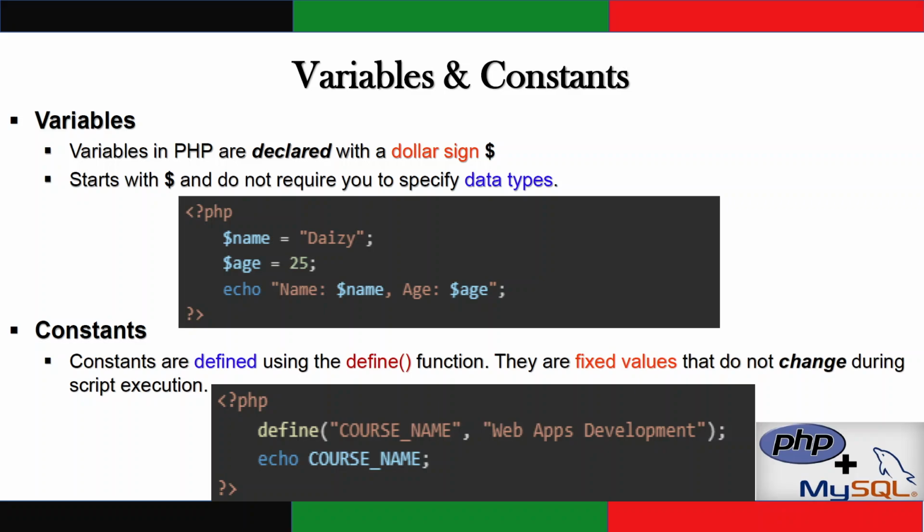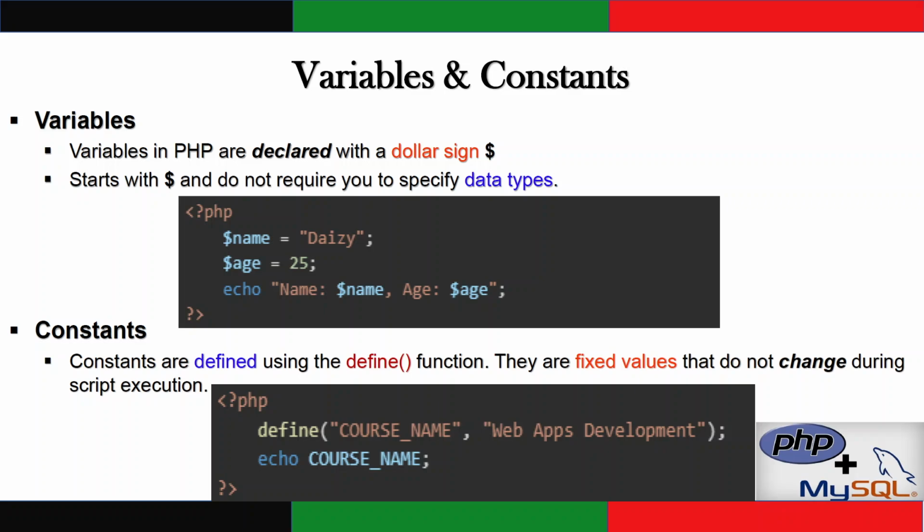The way we declare or define our constants is a little bit different from the way we do it with variables. With constants, we use the function called define, which takes in two parameters: the name of our constant and then the value that we want to put inside the constant. And as I've mentioned at the beginning, anything you put inside a constant won't change. It will remain the same.